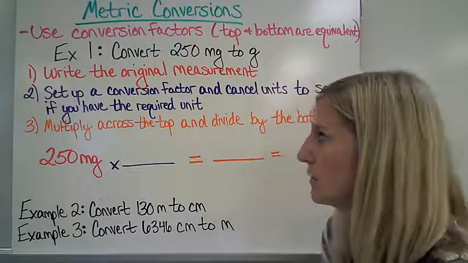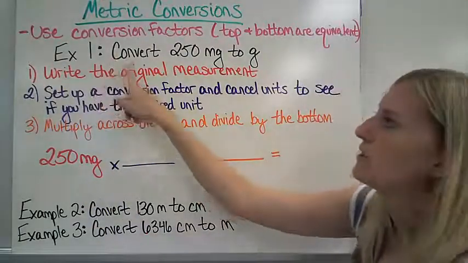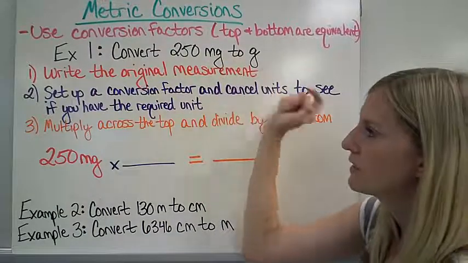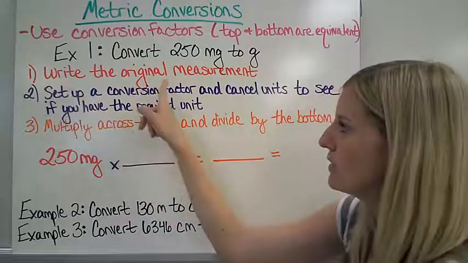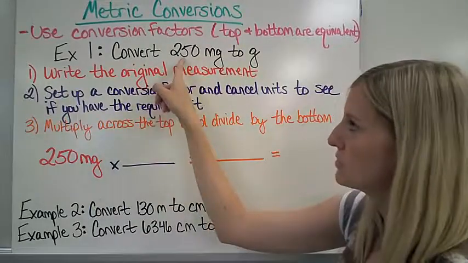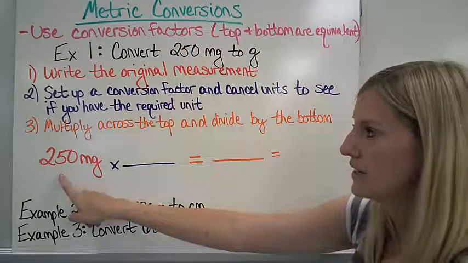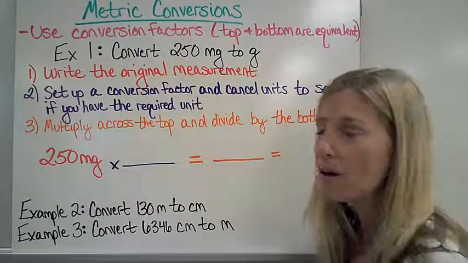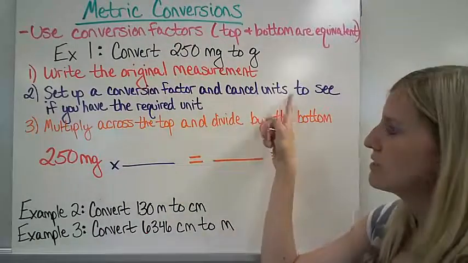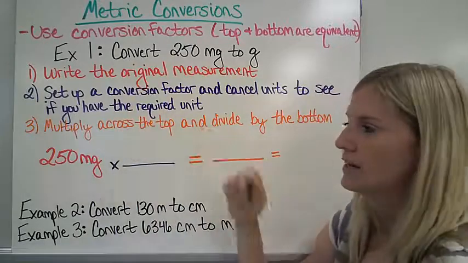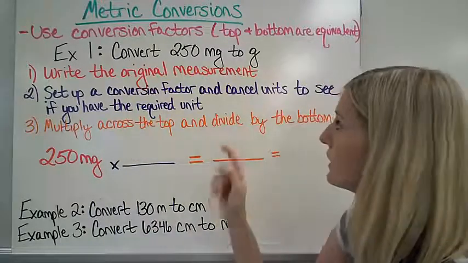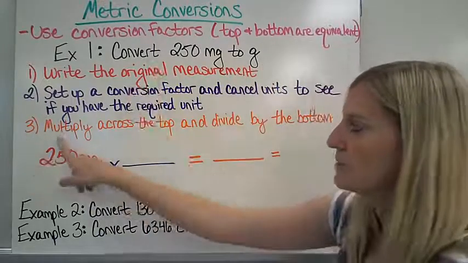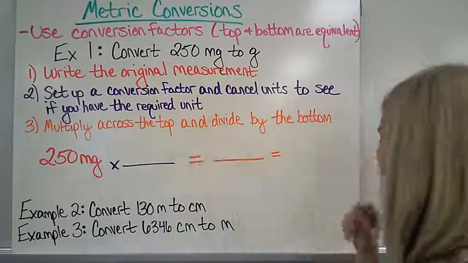So let me give you an example of that. For my first example, I'm going to convert 250 milligrams to grams. So my first step is to write the original measurement. So my original measurement was 250 milligrams, and I've written it here. My second step is to set up that conversion factor that I discussed above. Then I'm going to cancel the units to make sure that I have the required unit. The required unit for this example is grams, because I want my answer to be in grams. And then lastly, I'm going to multiply across the top and divide by the bottom.